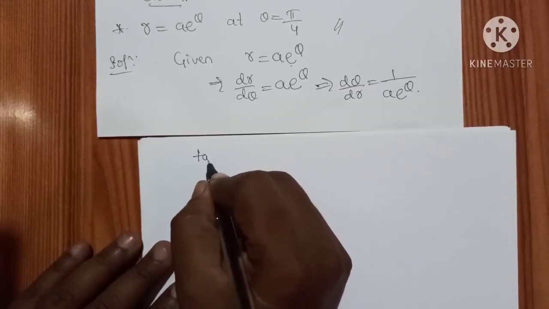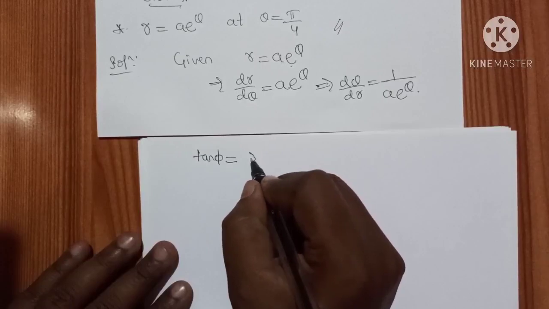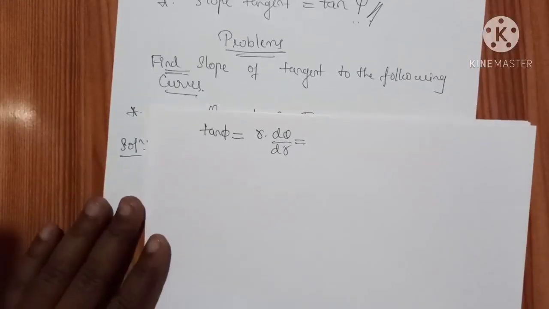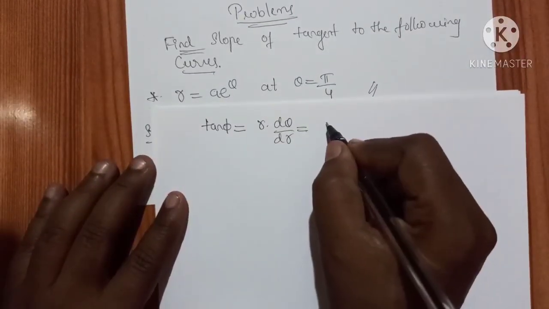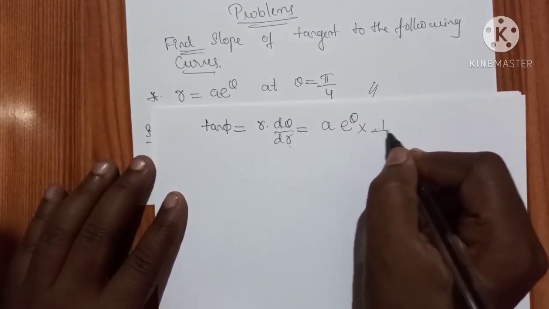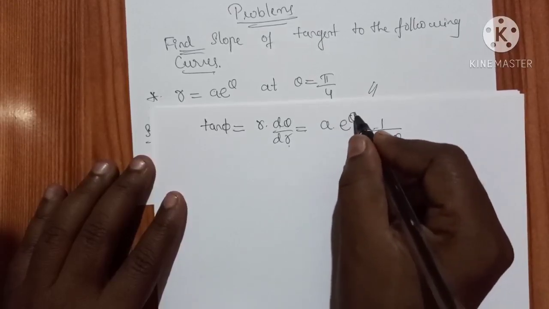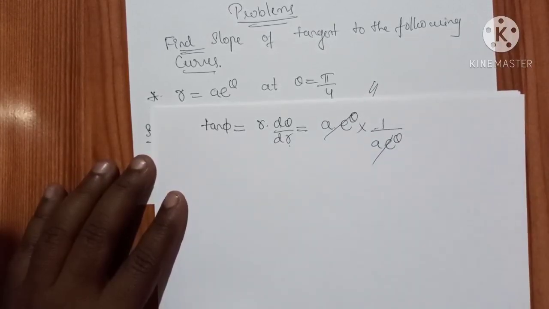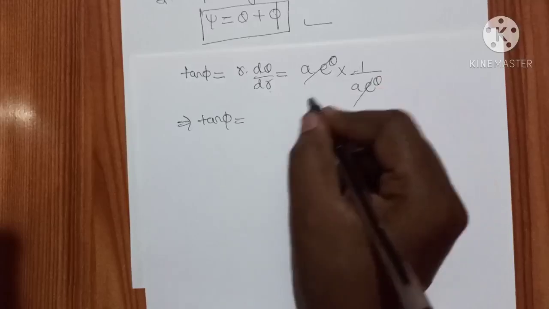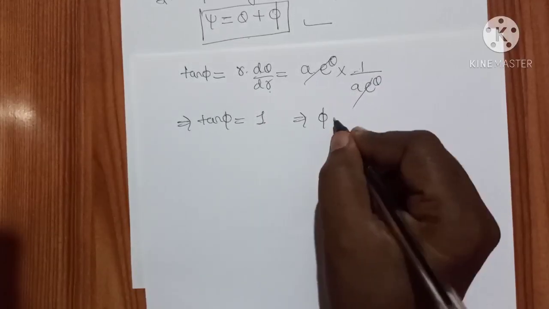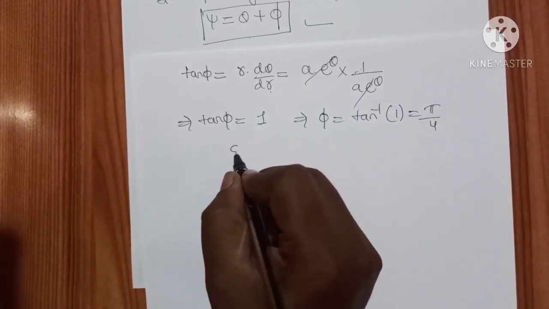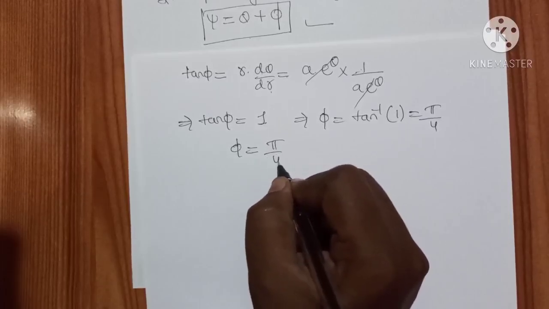Therefore, by using the formula tan phi equals r into d theta divided by dr, we substitute the r value here. R value is a into e raised to theta, into d theta by dr value is 1 divided by a into e raised to theta. This a into e raised to theta and a into e raised to theta get cancelled. We get tan phi equals 1, which implies that phi equals tan inverse of 1, which equals pi by 4. So we got phi equals pi by 4.